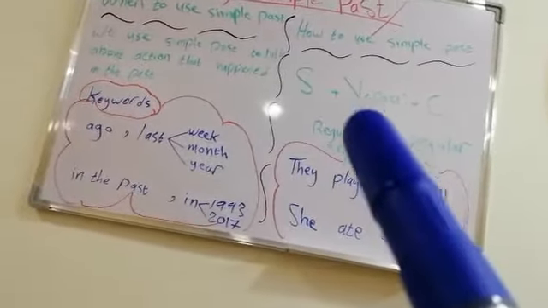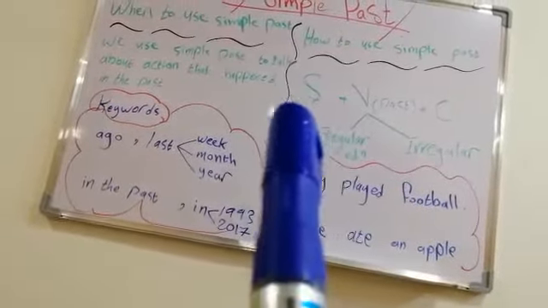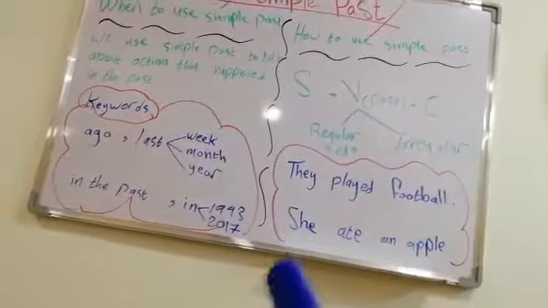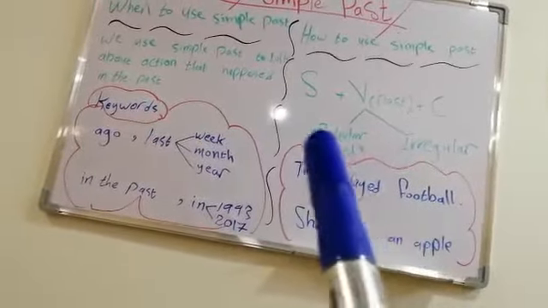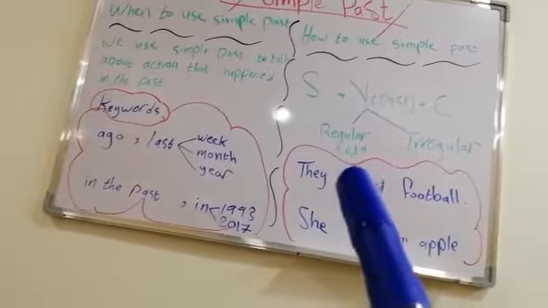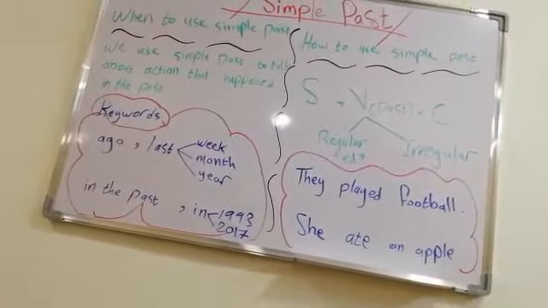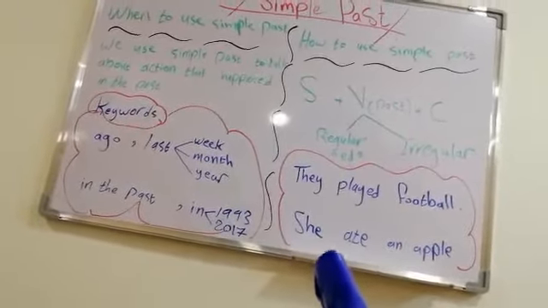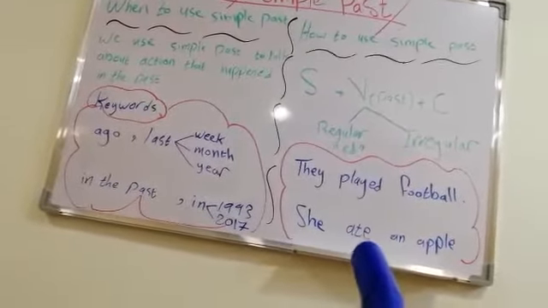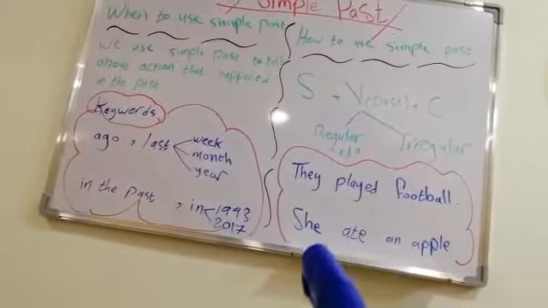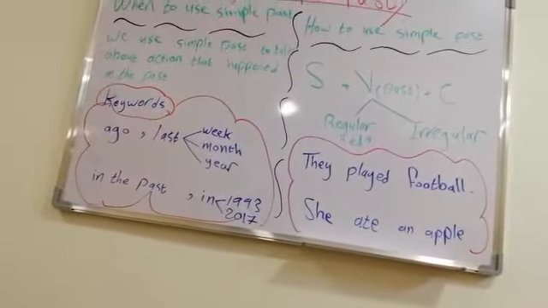Okay, how to use simple past? We use simple past with the subject and complement. Here we have subject, past, and complement. We have two forms, regular and irregular. With the regular, you have to use ed. They played football, okay? And with the irregular, you have to check the irregular form. For example, eat, ate. She ate an apple. Okay, student?